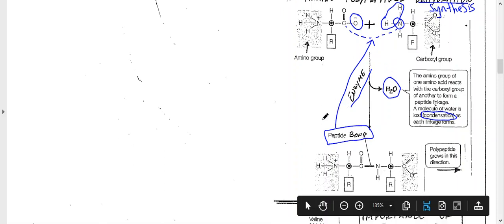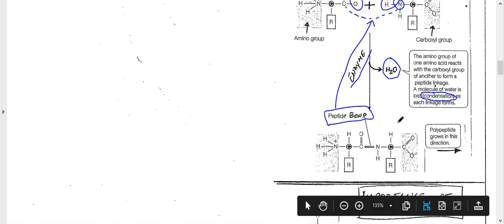When we talk about protein synthesis, the direction does matter. The protein grows, or the polypeptides, a synonym for protein, grows in the direction of whatever side the carboxyl group is on. So in this case, we're going to add to the right here.